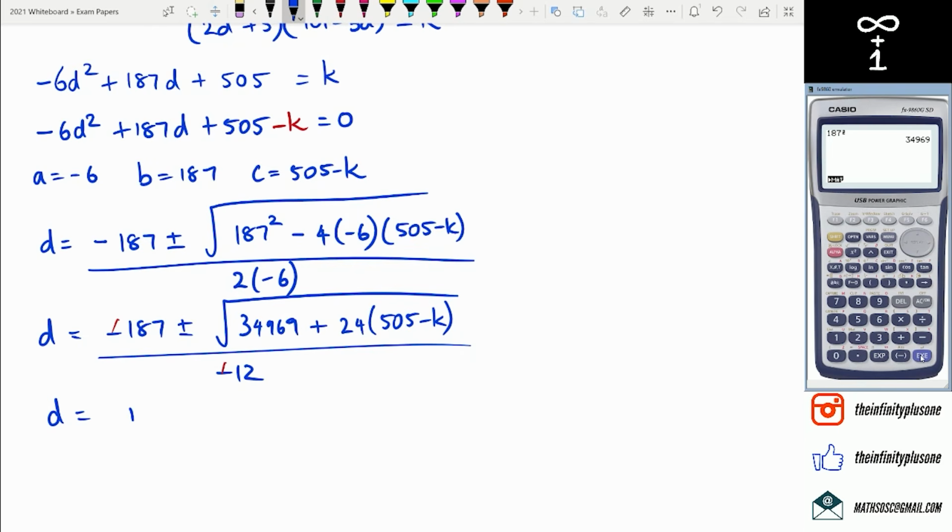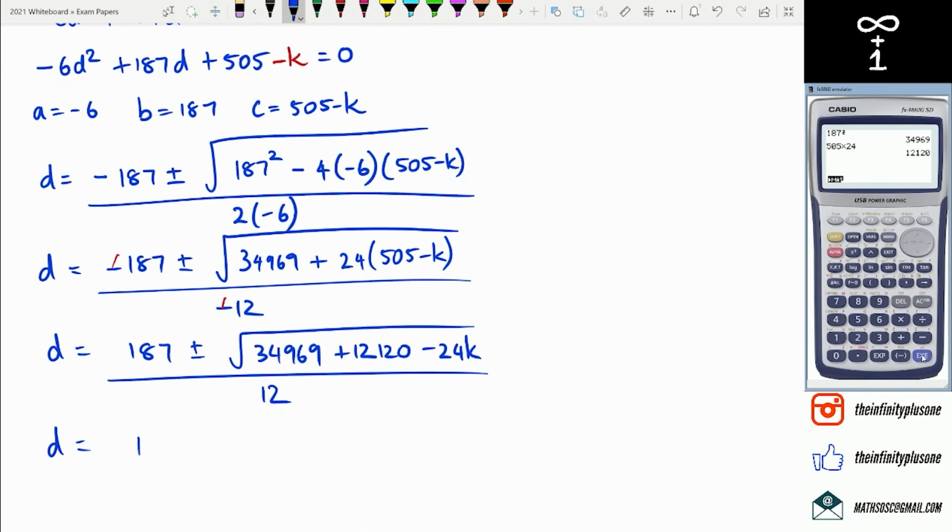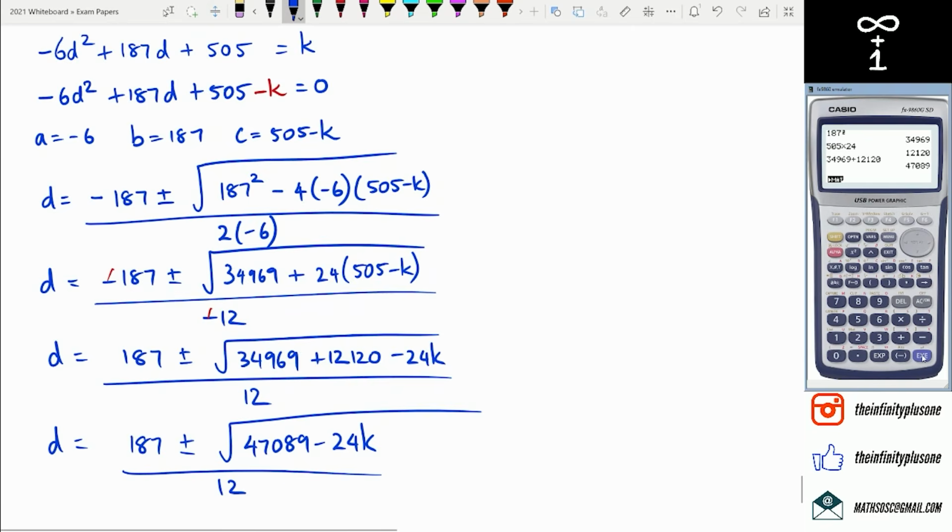So what I'm left over with is 187 plus or minus square root of 34969. And I've got 24 times 505 plus 1,220 minus 24K divided by 12. Still going. D is equal to 187 plus or minus the square root of 34969 plus 12120, 478.9 minus 24K, and that whole thing is now over 12.